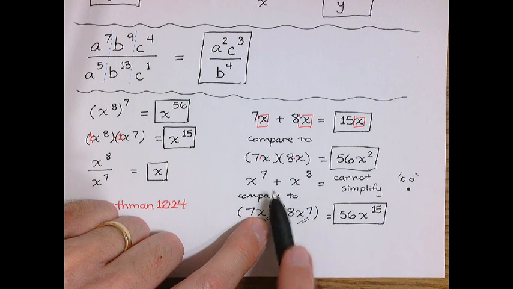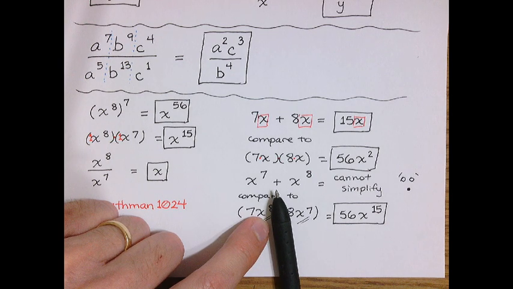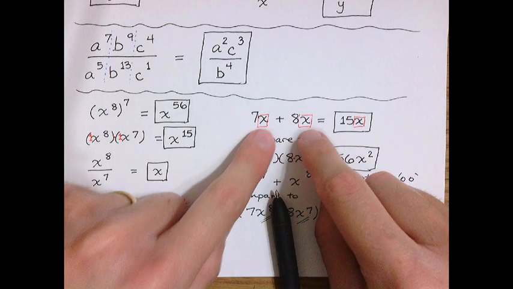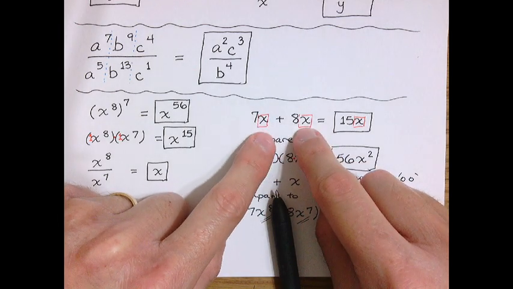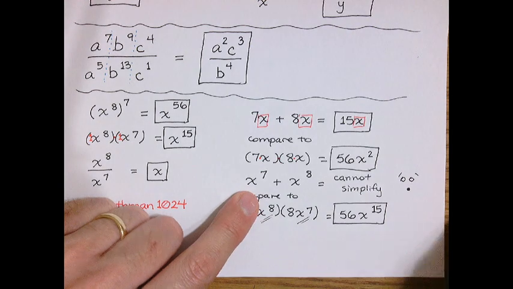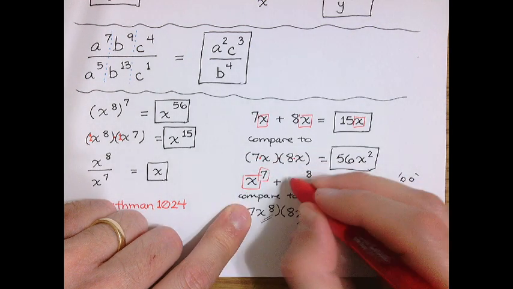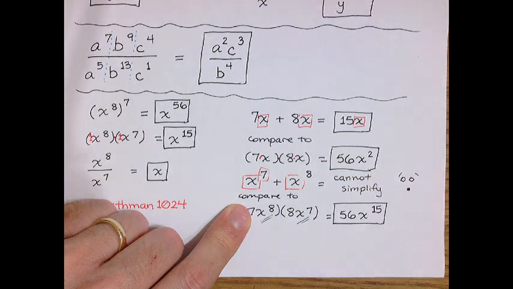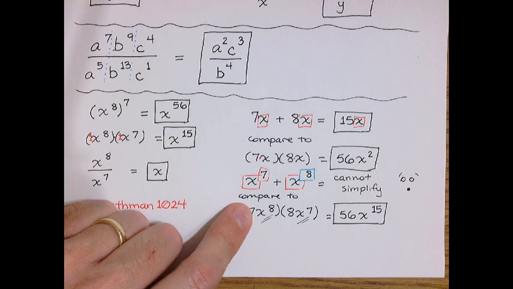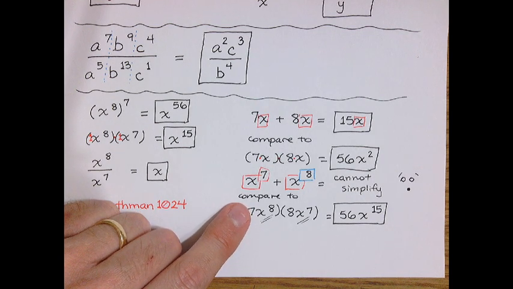However, when it comes to adding, you have to have like terms, just like when you add fractions, you have to have common or like denominators. Up above, we can add these because they were the exact same variable expression. These are not. This is x to the 7th, and this is x to the 8th. Since they're not exactly the same, we can't do anything with that. We're done. Cannot be simplified.